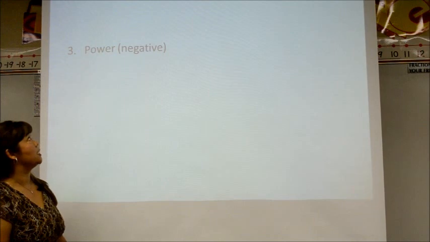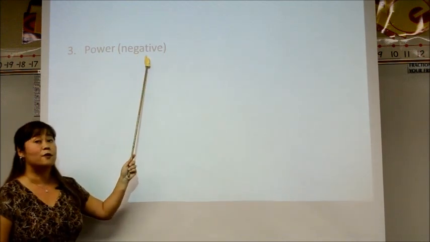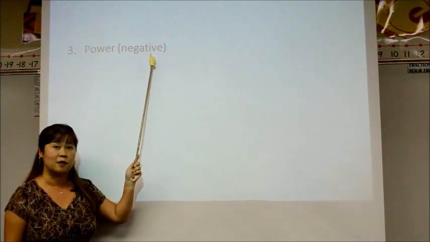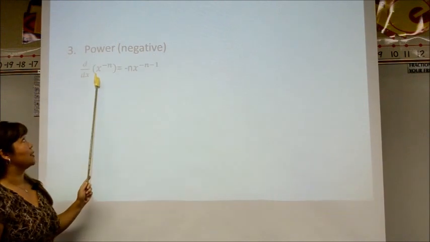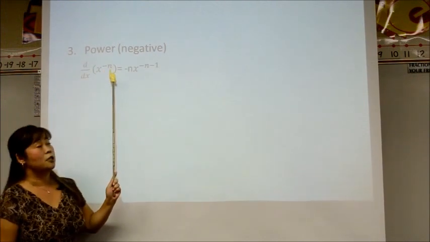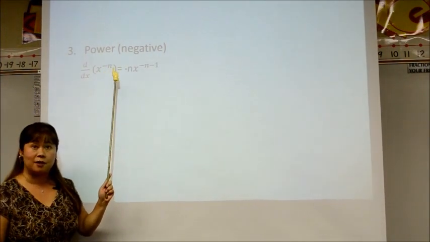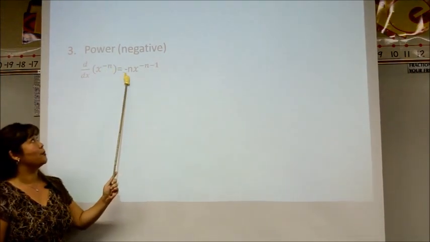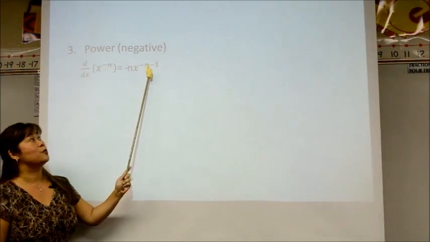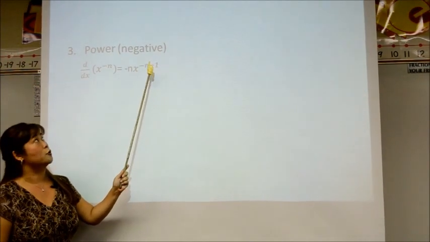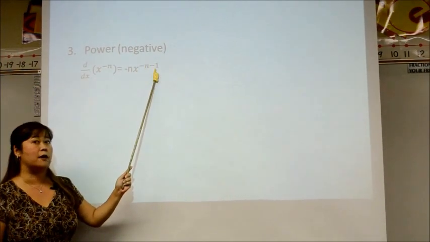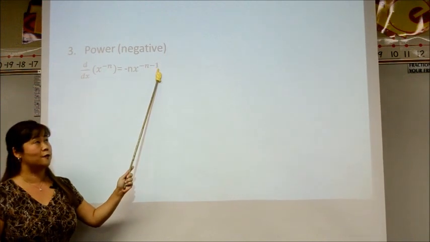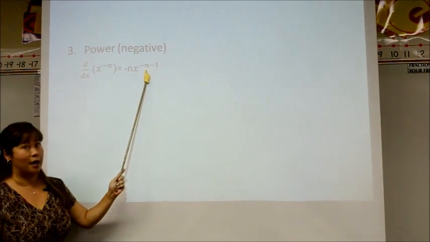Okay, rule number 3 is the power of negative. So now this is the opposite. We're going to have a negative exponent instead. Still, the power rule is the same as the previous one. We're going to bring the negative n down, so that becomes a negative n, and we're going to subtract 1 on the exponent. So just be careful here, because you're going to have more negatives or positives depending on the number that we have right here.